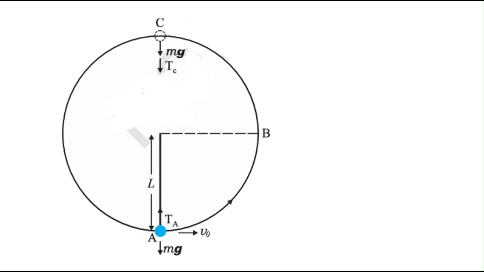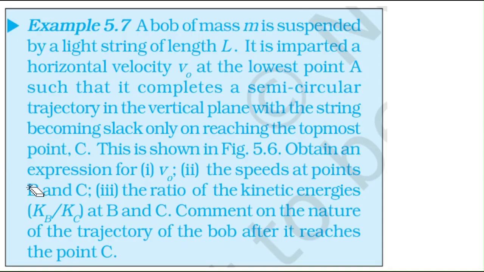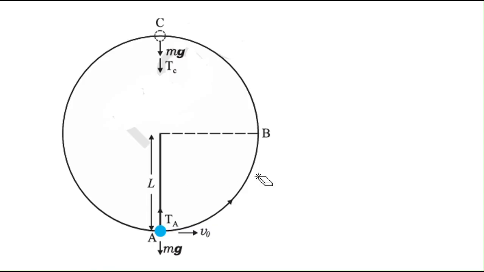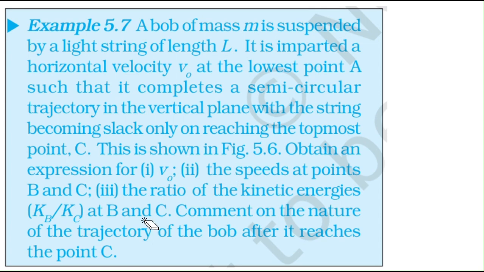So what are we going to find out here? First, we have to find the velocity v naught. Then we have to find the speeds at point B and point C. What is point B here? This is the midway point. And then we have to find the ratio of kinetic energies and comment on the nature of the trajectory of the bob after it reaches point C. Okay, let's go one by one.